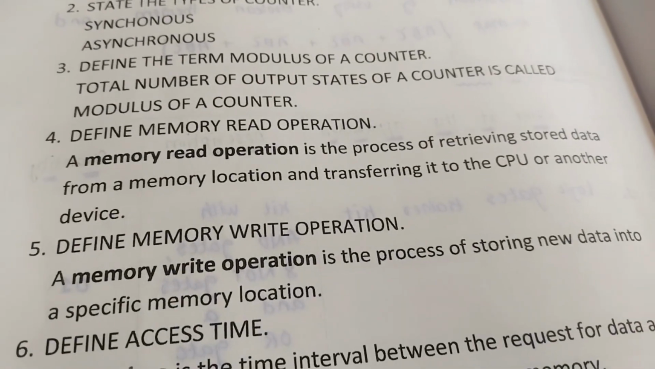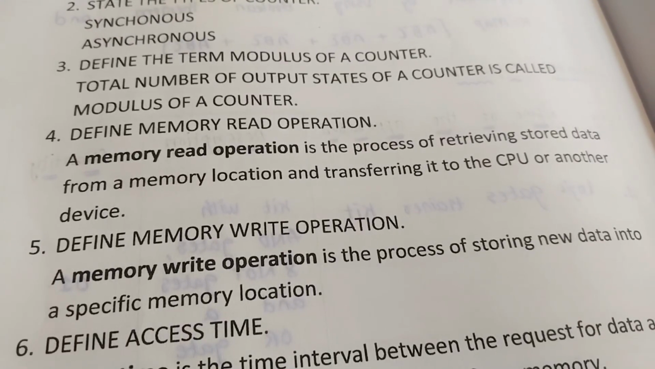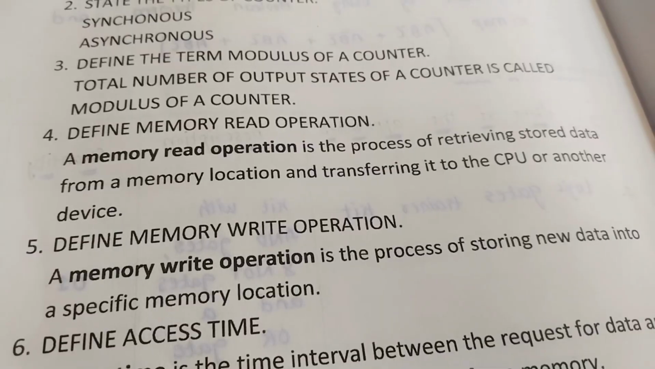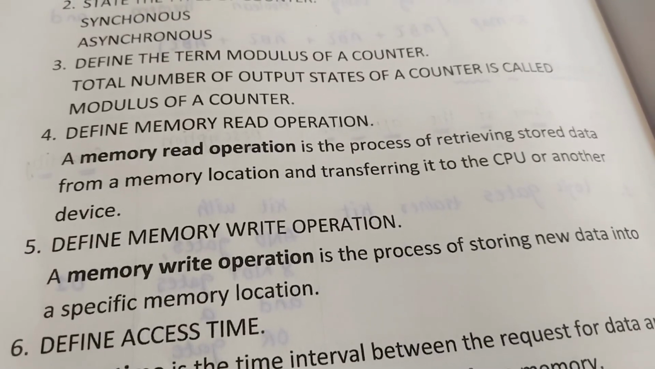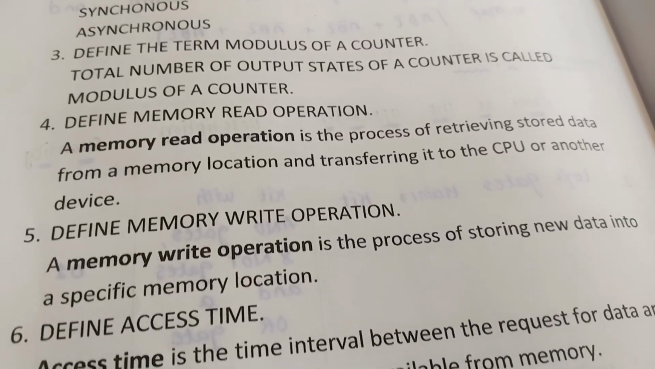Next we have memory write operation. Reading means fetching the data or retrieving the information from memory, whereas writing means copying the data or storing the data into the memory location, which is called a write operation. It is a process of storing new data into a specific memory location.